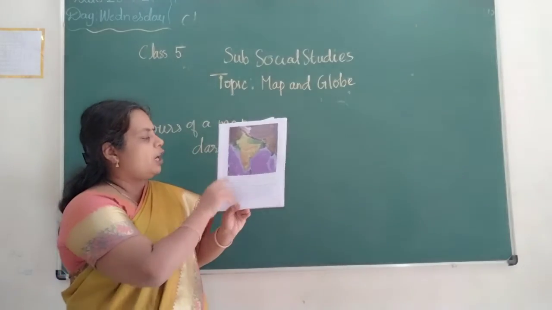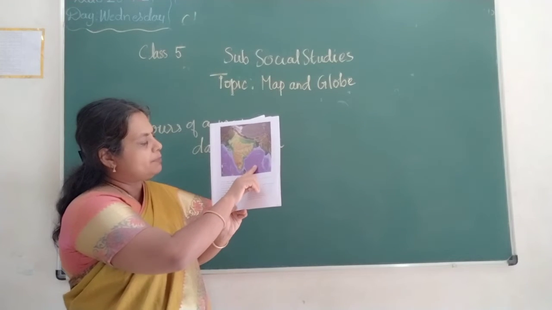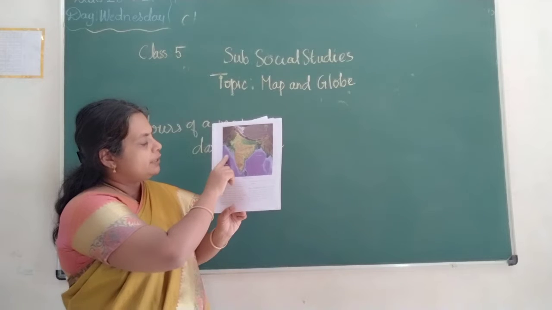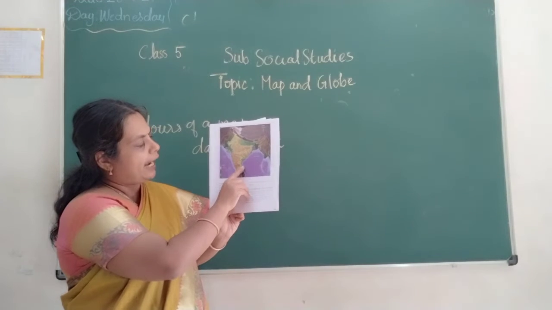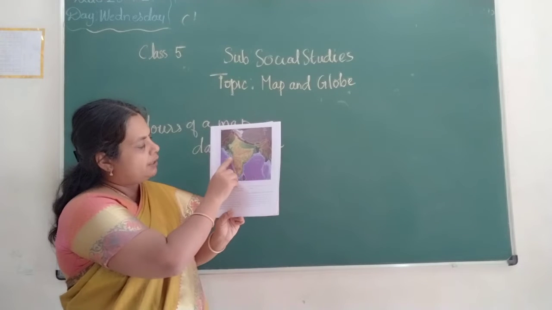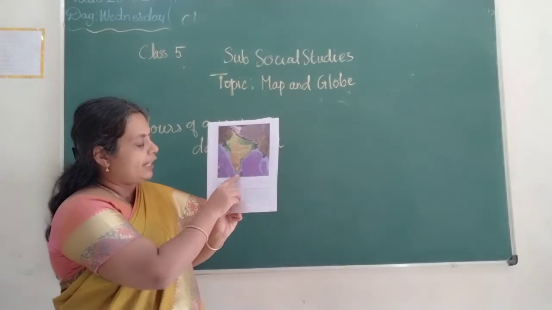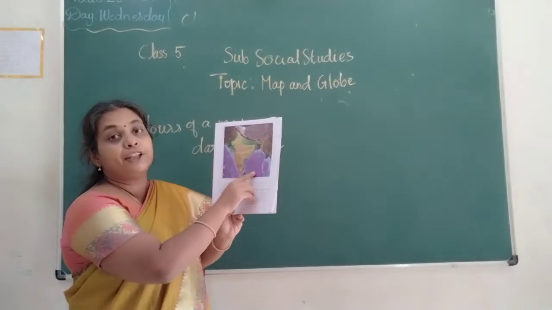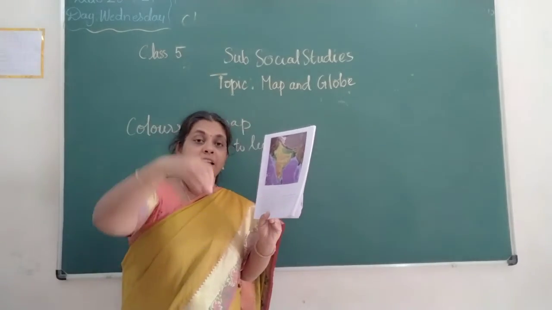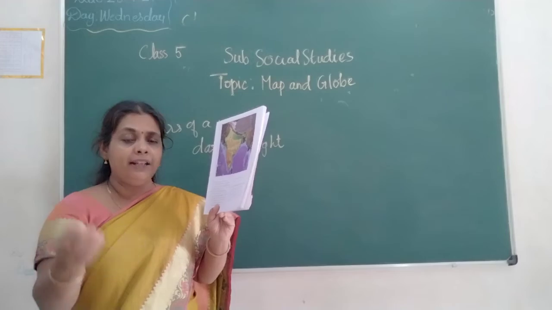The next one, observe this blue color, children. Here in the Bay of Bengal, this part is dark blue. This side also dark blue. When it is near the coast, it is light blue, children. Observe here, wherever it goes near the landmass, it is light blue. So the dark blue shows deep water. Deep water means the depth of the water is very high.